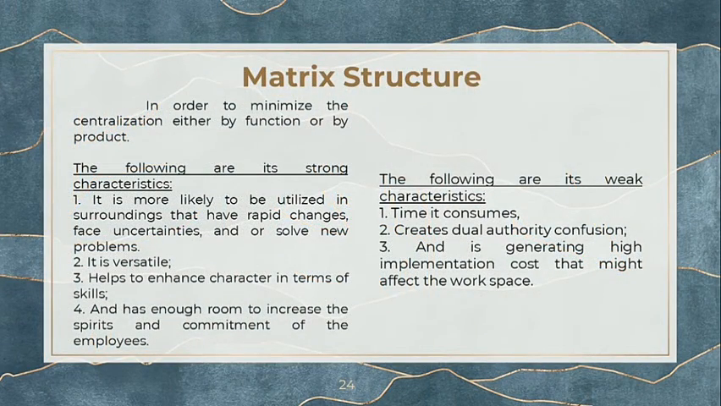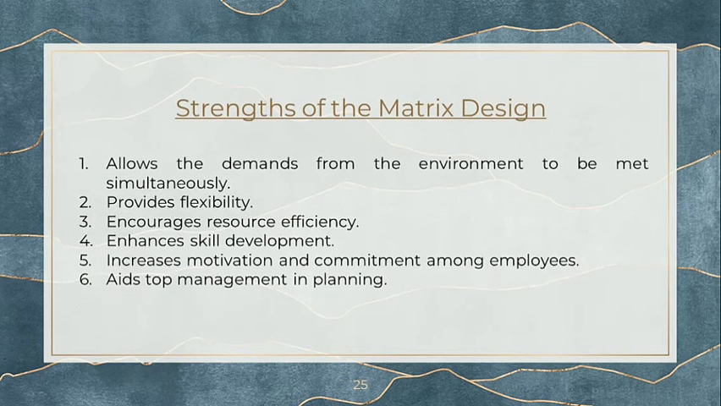Matrix structure. This structure involves two or more types of organizational structures. Usually, there are two chains of command, where project team members have two bosses or managers. Below are the pros and cons of this structure. For us to save time, I'll just summarize the pros and cons.